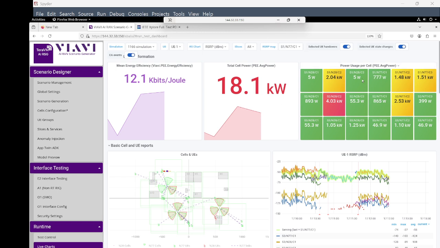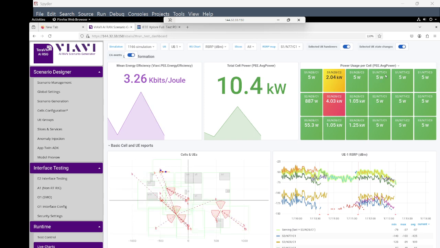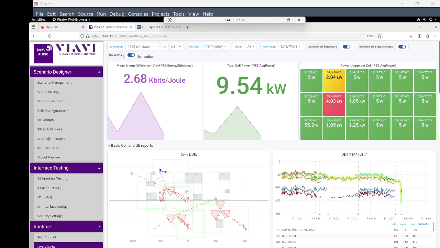And now we can see that these cells went off, and it's going to predict which cells are going to be off. And then as you can see now, most of these are off and have been offloaded to another cell with the highest energy consumption. And thank you for your attention.